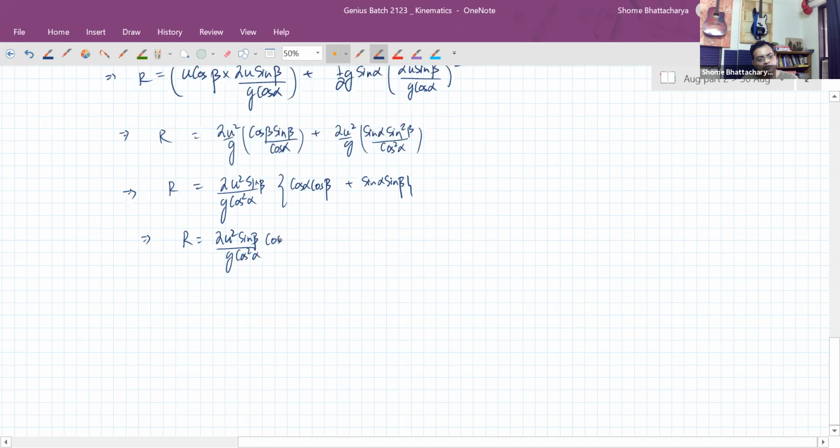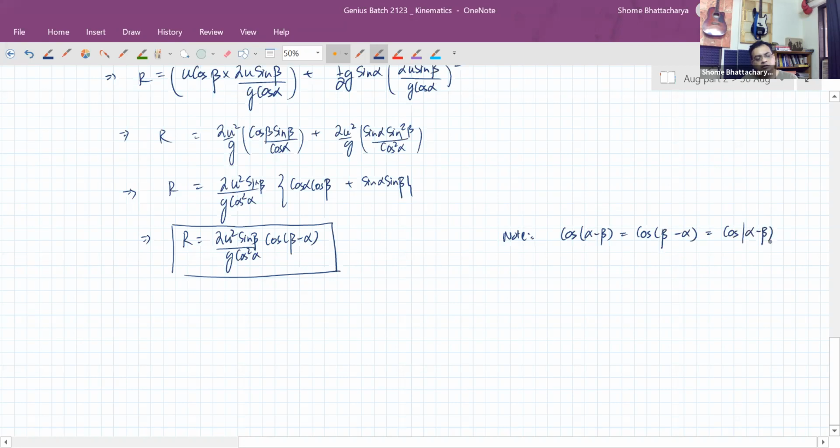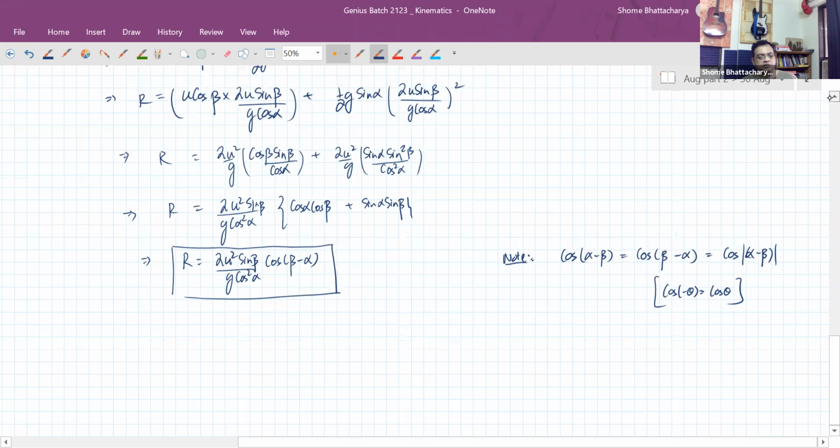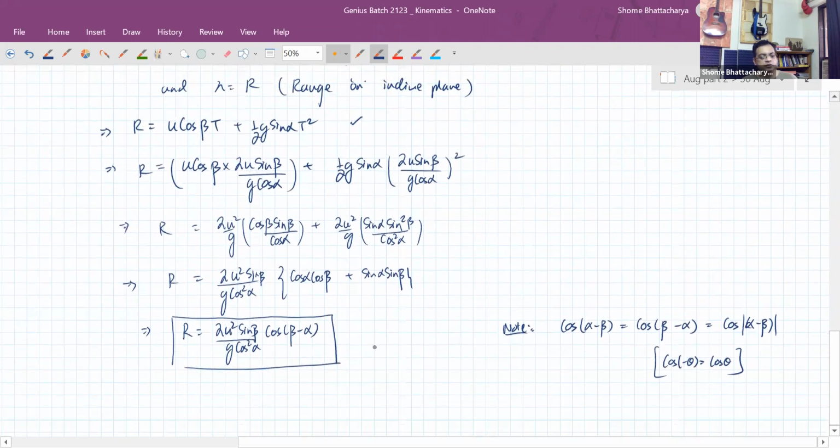So this is cos of beta minus alpha or alpha minus beta, it doesn't matter because remember cos is an even function. So cos of alpha minus beta is the same as cos of beta minus alpha. So whatever be the value of alpha and beta, you're not going to get this as a negative quantity.